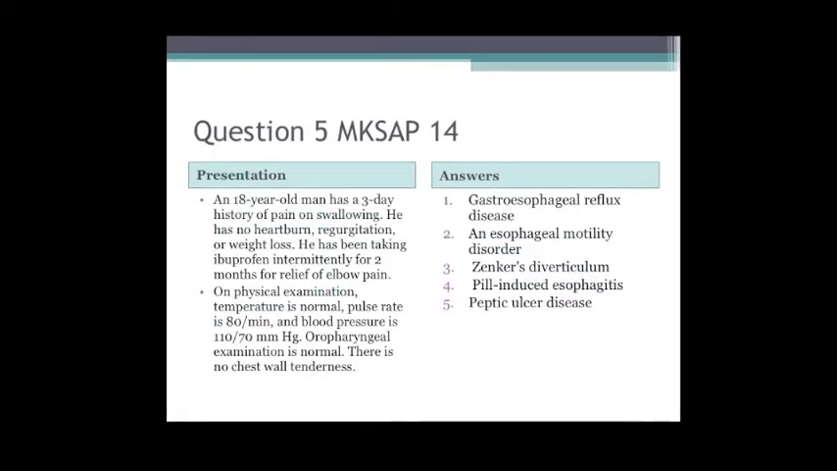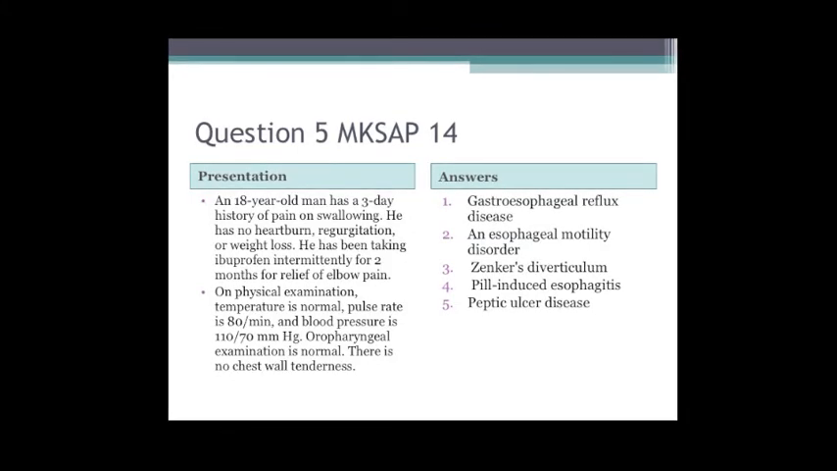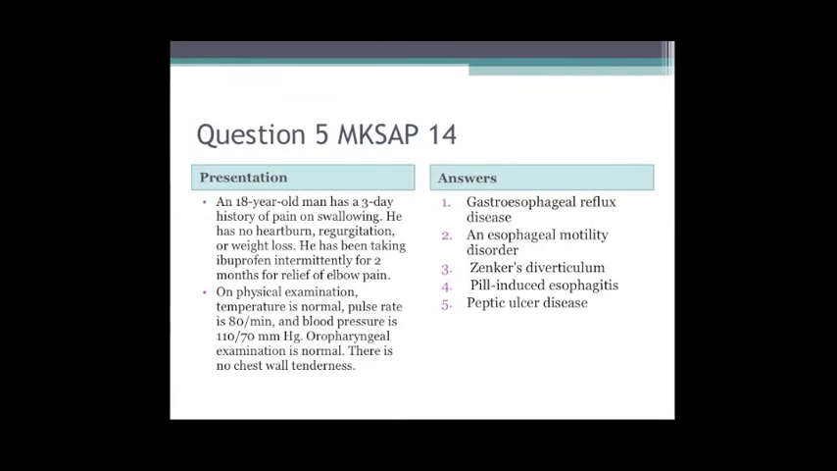All right, so here's your first question of the day. This is an 18-year-old man with a 3-day history of pain on swallowing. He has no heartburn, regurgitation, or weight loss. He's been taking ibuprofen intermittently for 2 months for relief of elbow pain. On physical exam, his temperature is normal, with normal pulse rate and normal blood pressure. His oropharyngeal exam is normal. There's no chest wall tenderness. So this, again, is a history of pain on swallowing, so it would be odynophagia.